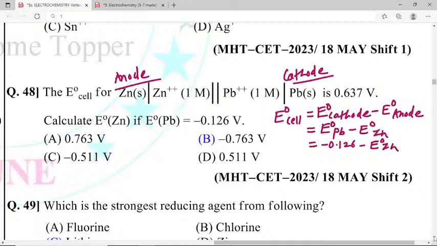E naught cell value is given as 0.637. So E naught zinc is equal to, the signs change, minus becomes plus and plus becomes minus. So minus 0.126 minus 0.637. So it is a minus value. Okay, solve it. Minus how much? Minus 0.763 volt.